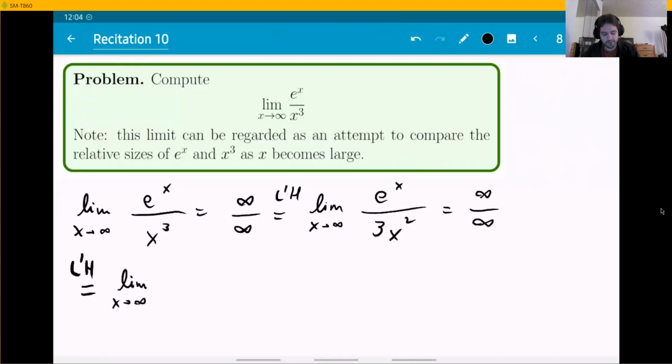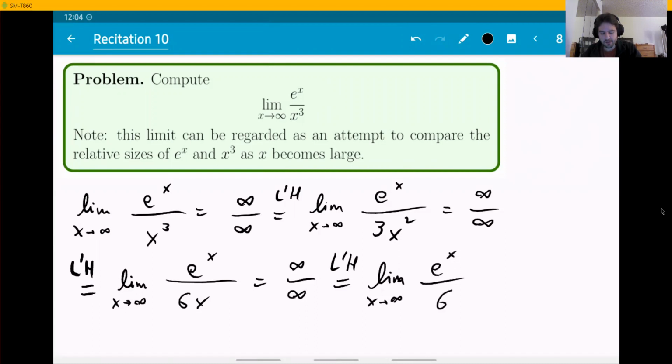We've seen examples of this where L'Hopital is used more than once. Now it becomes e to the x over 6x, taking the derivatives of those two functions. This is still infinity over infinity. We can do L'Hopital again. But we know that we're going in the right direction because the function is getting simpler. And this time, 6x becomes 6. This is no longer indeterminate. This is infinity over 6. Infinity over positive number, that's also infinity. That's the answer to this limit.